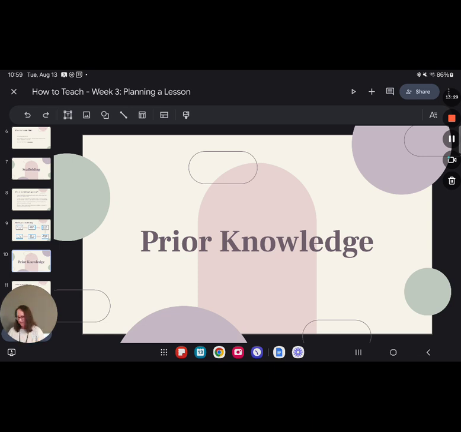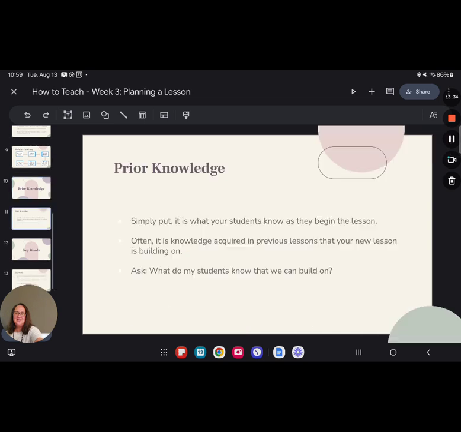So we are going to come to prior knowledge. I just mentioned this. It is what it sounds like. It's just, what do your students know when they come in, when they begin the lesson? And often it is knowledge that is acquired in previous lessons that they have received from you. Or if they are starting brand new with you, chances are good that some of them will have taken other courses or attended other learning sessions of some kind and are coming in with some information already. What do they know? What do they remember?